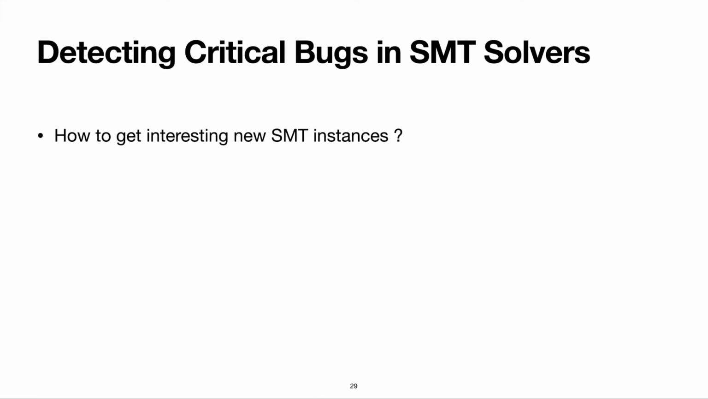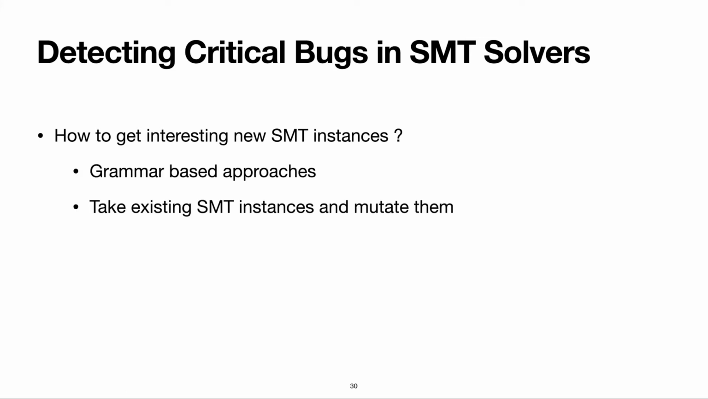So how can we generate interesting new SMT instances that can detect critical bugs in SMT solvers? One way is to use a grammar to generate syntactically valid SMT instances from scratch. Another idea is to somehow transform existing instances. But then we have this oracle problem, that is, how can we determine the satisfiability of the newly generated or transformed SMT instance without relying on a solver?